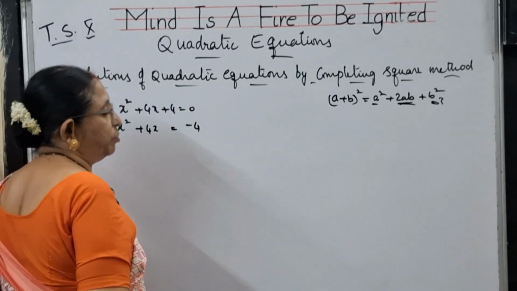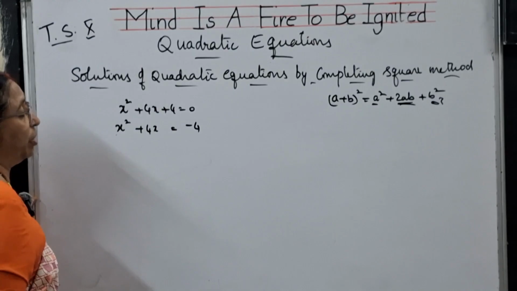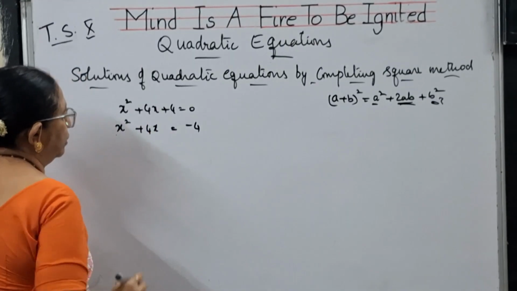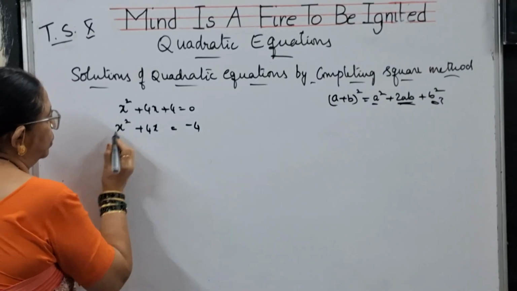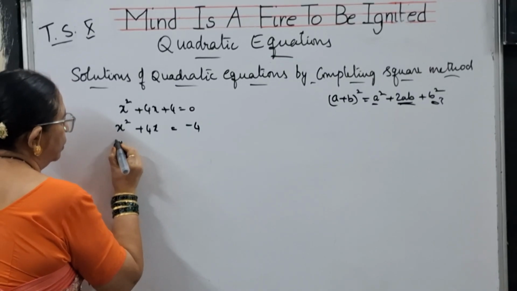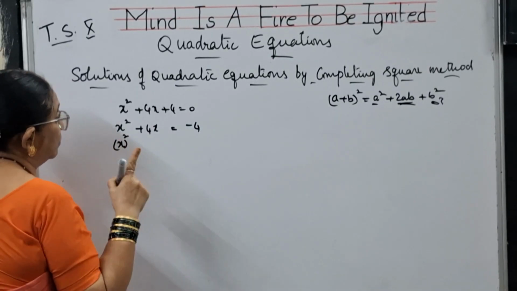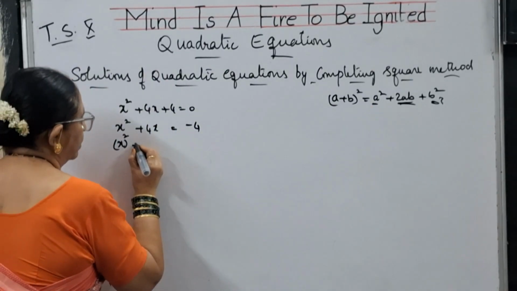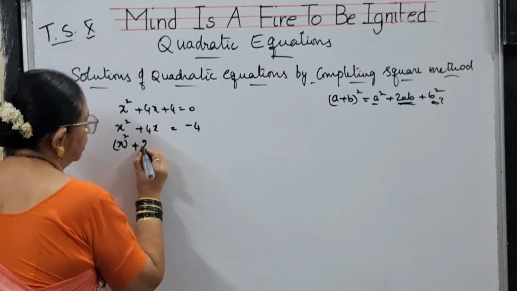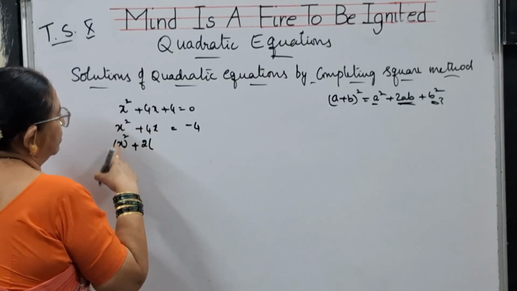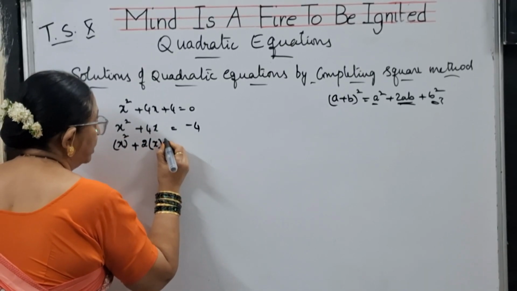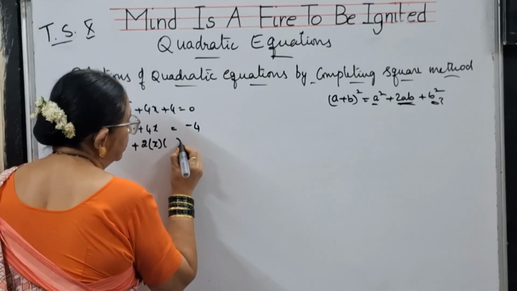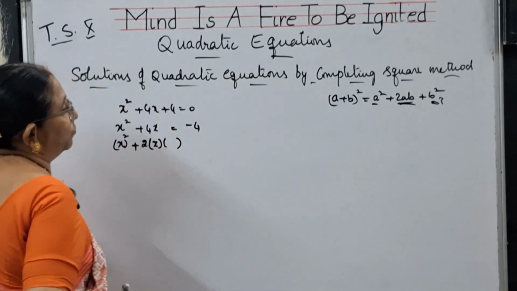You need to find out b square. To find out b square, what you have to do? First, you need to find out what is b. So, to find out b, let us see how we have to do. This is a square, we said, so x whole square. That means this a square, a value is x. Plus, this should be written as 2 into x, in the place of a, but what is b? We don't know. What should be written here?